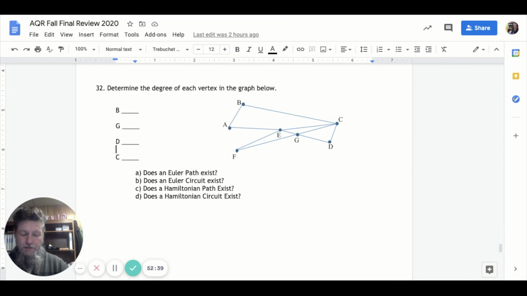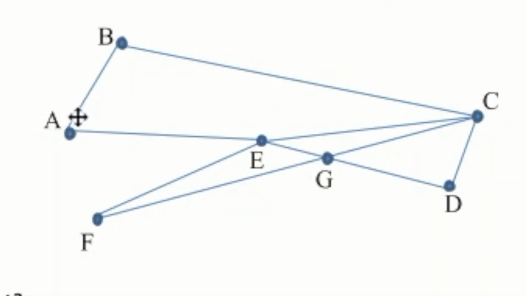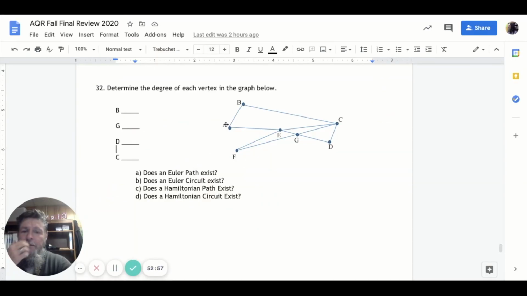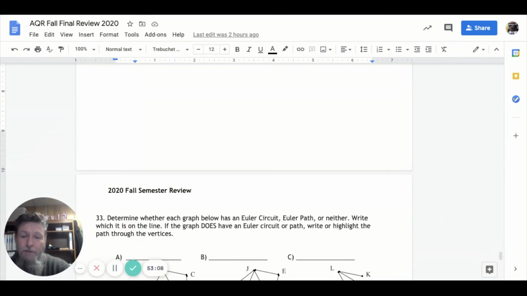How about a Hamiltonian circuit? So A to B, B to C, C to D, D to G, G to F, F to E, and E to A. So guess what? A Hamiltonian circuit exists too. And if a Hamiltonian circuit exists, so does a Hamiltonian path. So all of A, B, C, and D qualify. Okay? All of them are yes.